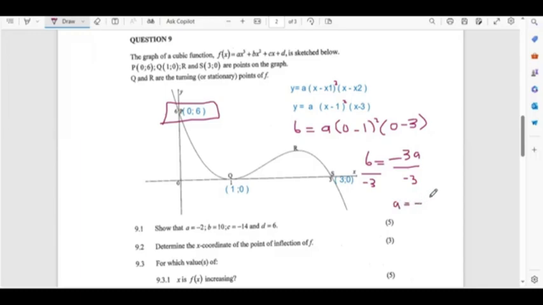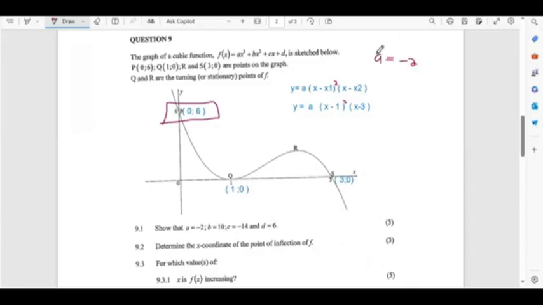Now, we have solved for a. We need to solve for b, c, as well as d, or rather prove that these actual values are the ones we are going to calculate. Let us continue with this. After we've determined our value of a, we need to go back to the original equation we used, whereby y is equal to a, x minus x1 squared multiplied by x minus x2. Remember, always your x1 as well as your x2 are your x-intercept points, and we have substituted those.